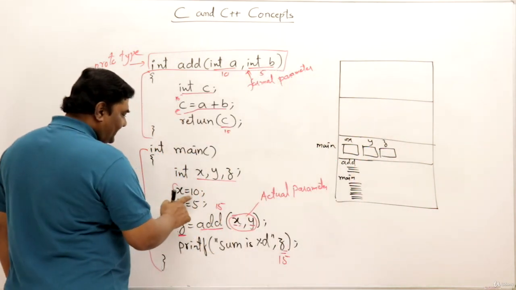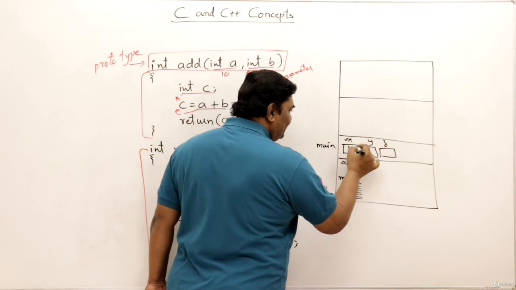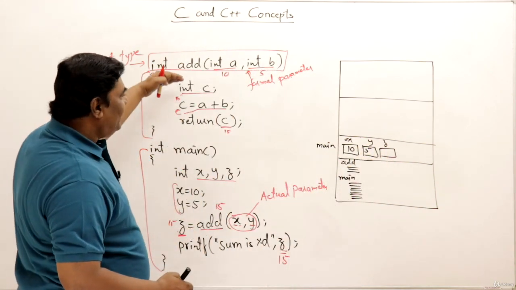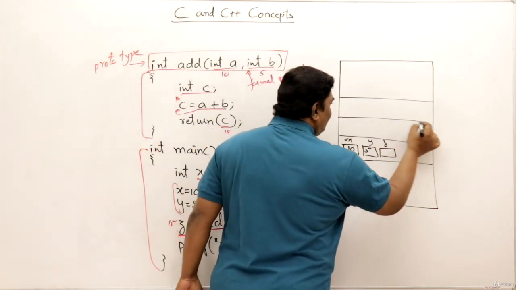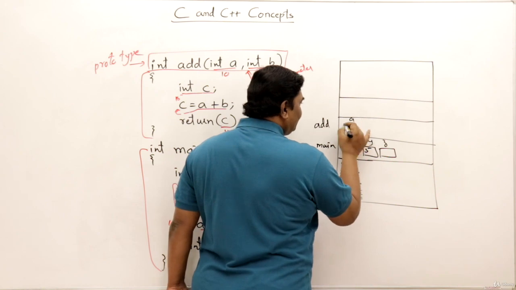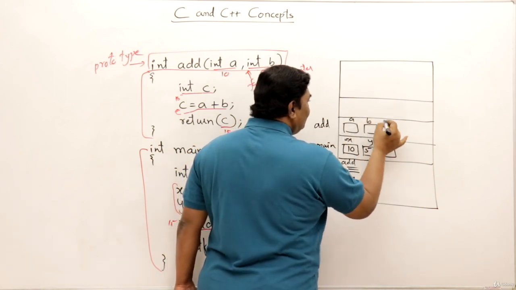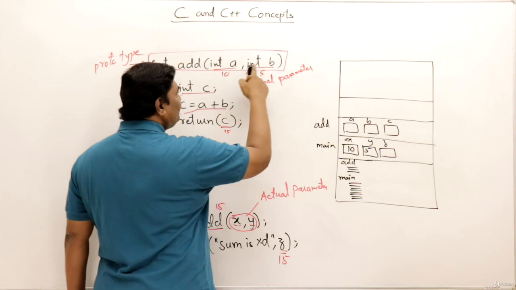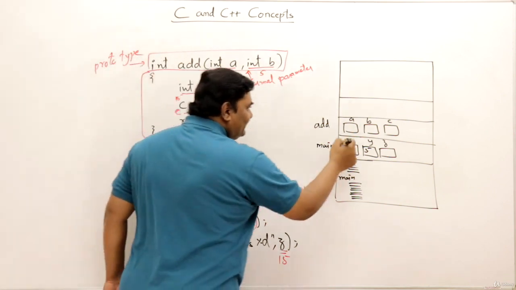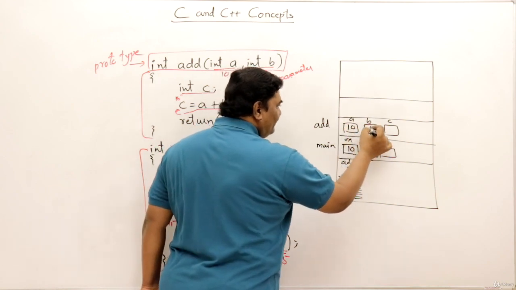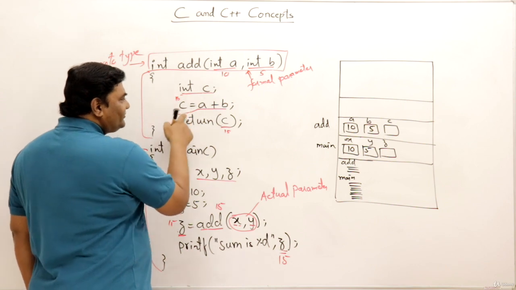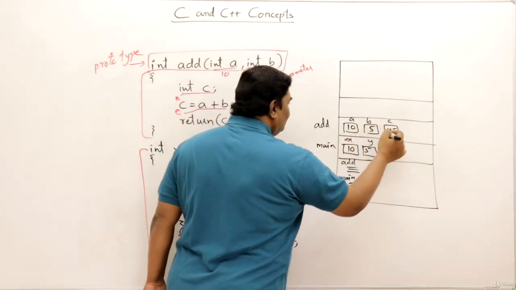Then the first variable is assigned the value 10 and the second 5. So this is 10 and this is 5. Then function add is called. Once the function add is called, its own activation record or stack frame is created, and it will have its own variables a, b, and c. These two are parameters and one is a local variable. Now the value of x, that is 10, is passed here, and the value of y is passed here. Then it will add these two numbers, so the result is 15.